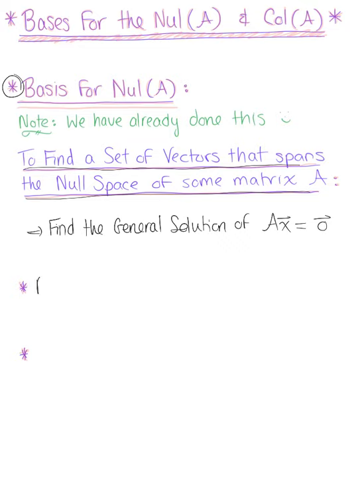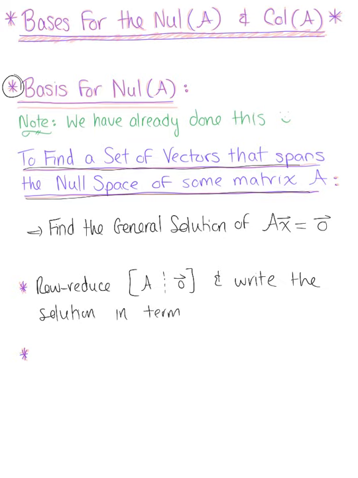So to do this, we'll need to row reduce the augmented matrix A with the 0 vector and write our final solution in its parametric vector form. Or in other words, write the solution in terms of the free variables.